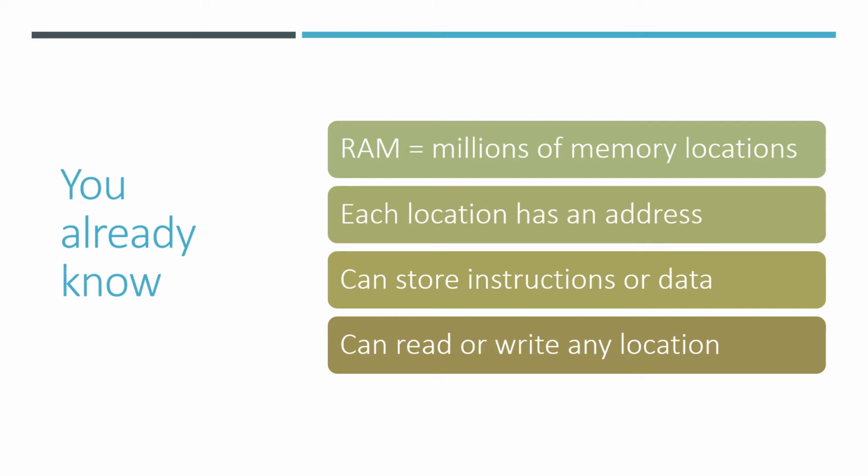You should already know that the memory unit or RAM of a computer consists of millions of memory locations. Each location has an address, which is actually a binary number, and it can store either instructions or data using the von Neumann model. The processor can read data or write data to any location in RAM.